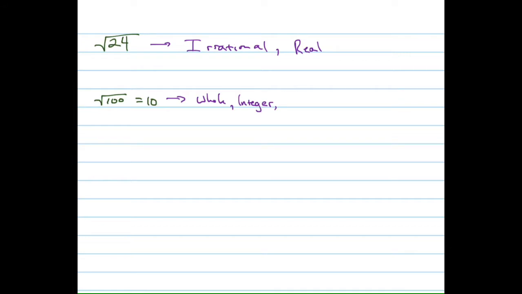If it's an integer, what else is it? There's a smaller box, rational. And then the rationals are in what bigger box? Real. Everybody good so far?